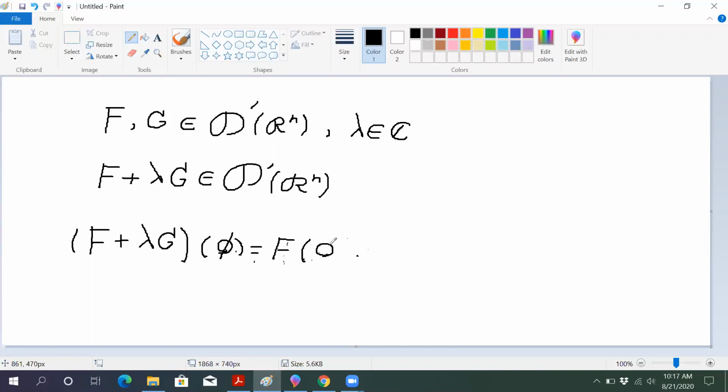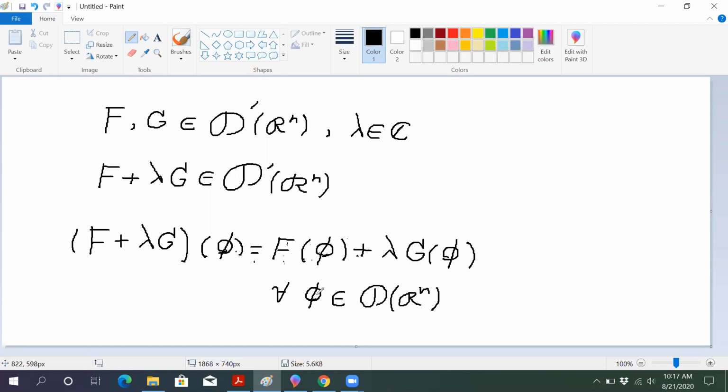equals F of phi plus lambda G of phi, for every test function phi. Again, there is nothing wrong if you say X, but be careful, X must be a test function. Since we are using the notation phi for test functions, this is better. So F plus lambda G at phi is F phi plus lambda G phi. This is what it means to be pointwise.